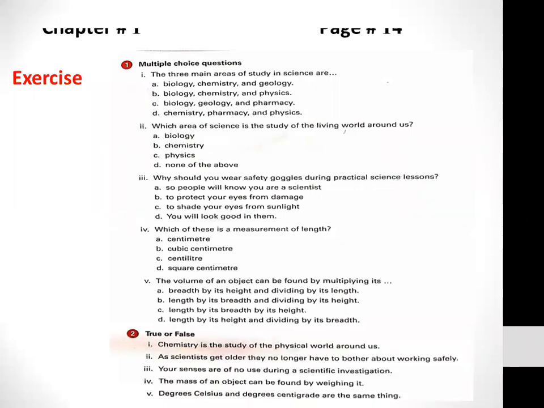Multiple choice questions. The three main areas of the studies in science are biology, chemistry, and geology; biology, chemistry, and physics; biology, geology, and pharmacy; and chemistry, pharmacy, and physics. So the right option is the second one, B, biology, chemistry, and physics. This is the correct option. You can circle this option, or you can lock this option.